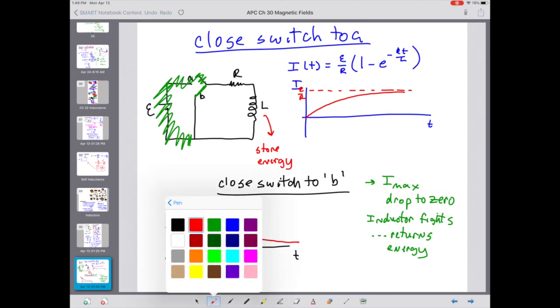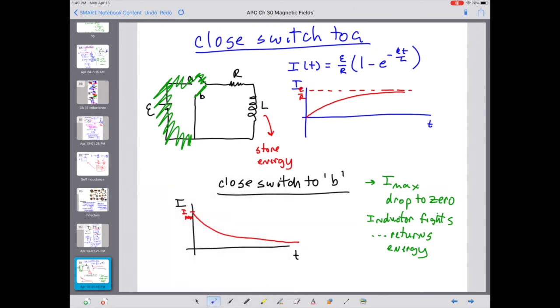So then the equation, similar logic to what we did with RC circuits. I'm not going to go through the whole derivation. I of t, when you close the switch to B, is going to be that original maximum current, e to the negative Rt over L.